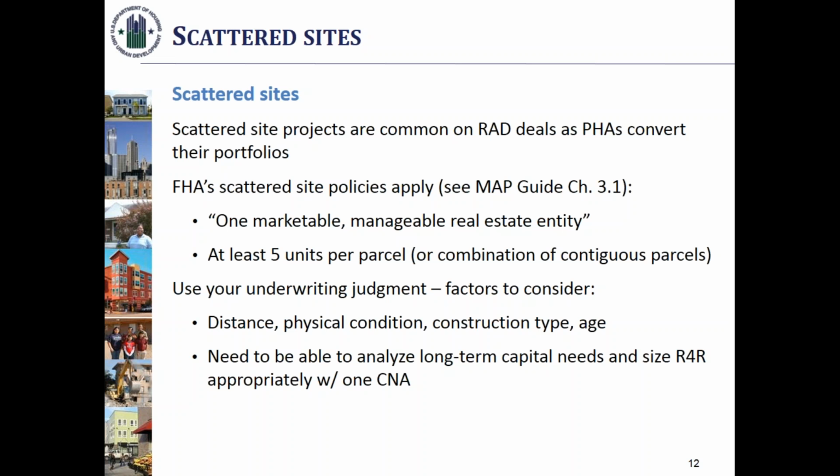So we need to be able to analyze the long-term capital needs and size the R for R appropriately with one CNA. So if one CNA can't do it, we really shouldn't be doing it as one loan. It should be broken up. So we've had a couple concept meetings where we've actually asked the lender to split up the deals into 2 or 3 separate loans because we didn't feel that they were appropriate as scattered sites. Not to say that we can't do them, but just as something to look at and refer to Chapter 3.1 of the MAP Guide for the guidance on it.